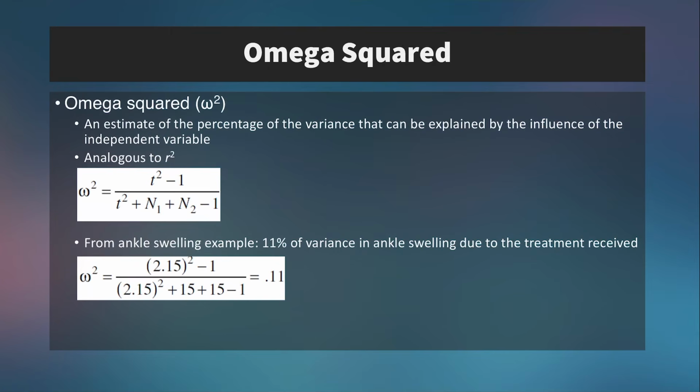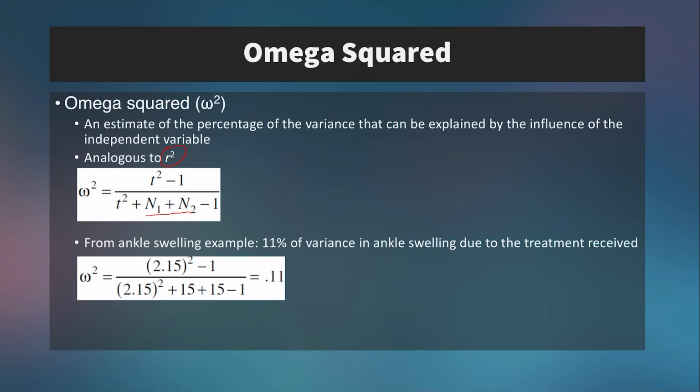So omega squared is one statistic we can calculate that estimates the percentage of variance that can be explained by the influence of the independent variable. This is analogous to R squared. We calculate omega squared as t squared minus 1 over t squared plus both of the sample sizes minus 1.